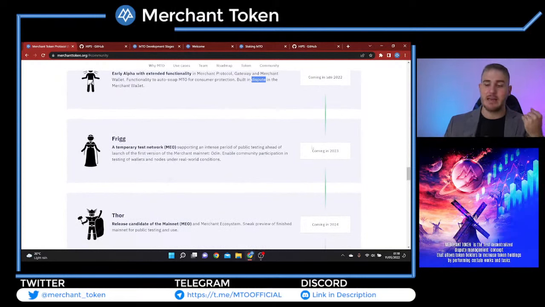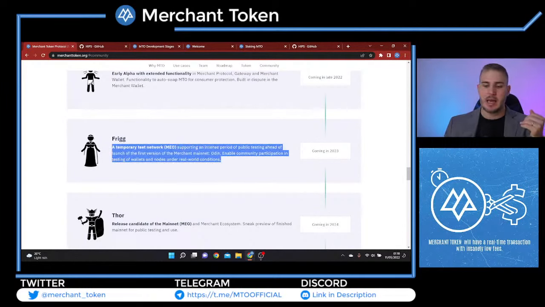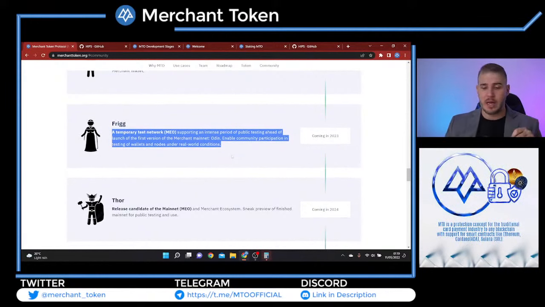Then next year, we will have the Freak stage, which is a temporary test network, or MEO, supporting an intense period of public testing ahead of the launch of the first version of the merchant mainnet, which is going to be Odin, and then enable community participation in testing of wallets and nodes under real world conditions.